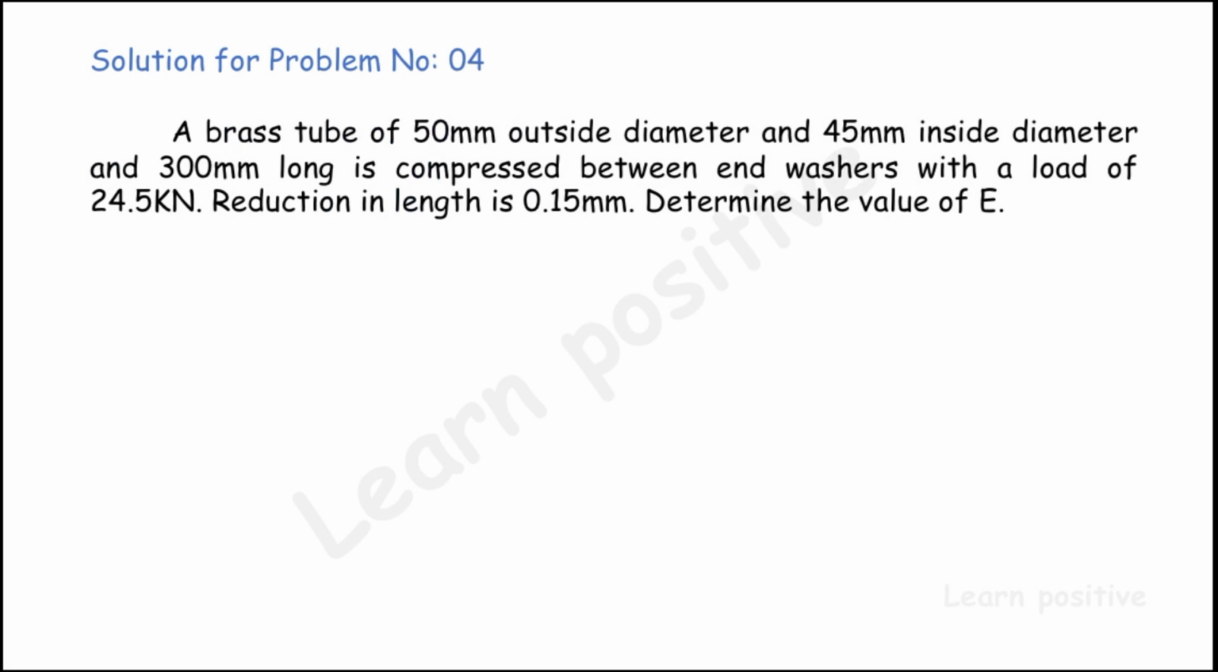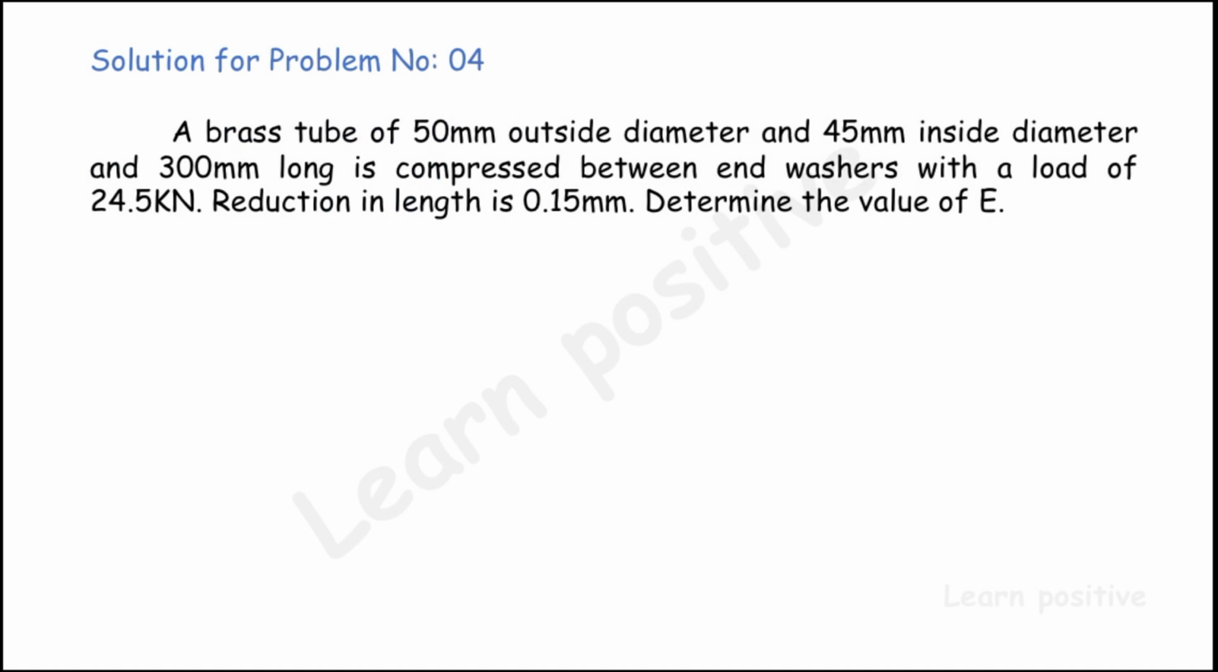Now I am going to explain how it is given. They have given a brass tube. It is a pipe, a brass pipe made of brass. The outside diameter of the pipe is 50 mm and the inside diameter of the pipe is 45 mm, and the overall length of the tube is 300 mm, and it is compressed by the washers at the two ends.